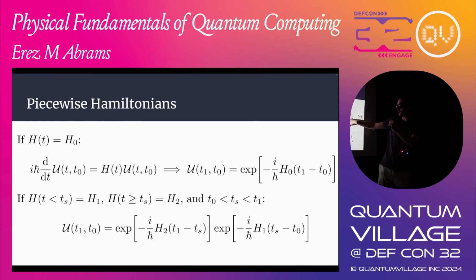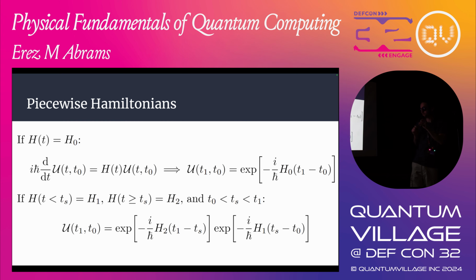You might imagine taking a derivative of this equation with respect to t1. You see, we get this minus i over h bar H naught. Multiply that by i h bar, and you get H naught times U of t1 to 0. Great. Solves the equation. And this is great and all, but constant Hamiltonians are boring. Let's add some dynamism. I'm going to say before this splitting time, Ts, our Hamiltonian will be H1, which is a constant. After, it'll be H2.